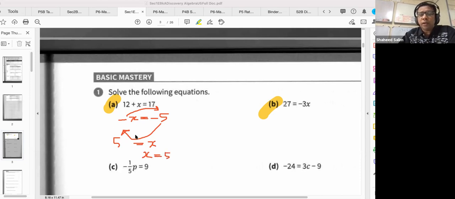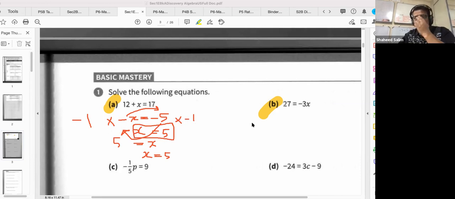Now, without bringing over, you can just times each side by negative 1. You see, 5 times 1 is 5, right? So minus and minus give you plus. So now it becomes 5. Minus 1 times x is minus x, is x. Minus times minus give you plus. So you can also do it this way. Either you just bring it here, or you times by negative 1, up to you. All okay? You try B.